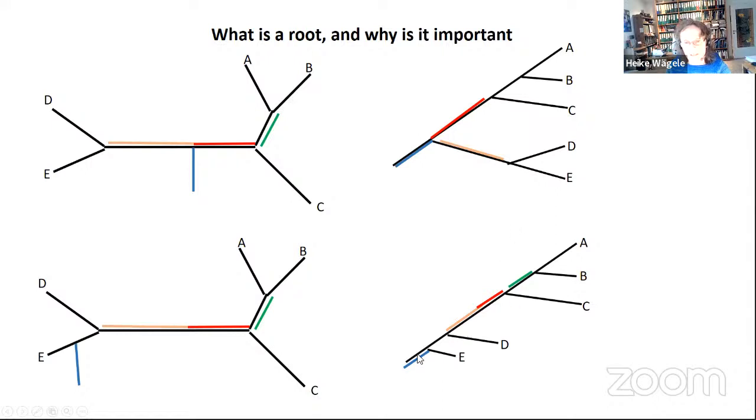And to avoid this situation that the program decides what the root is, because you want to have a tree like this, you use groups that are outside of your so-called in-group, but they should be closely related to it.